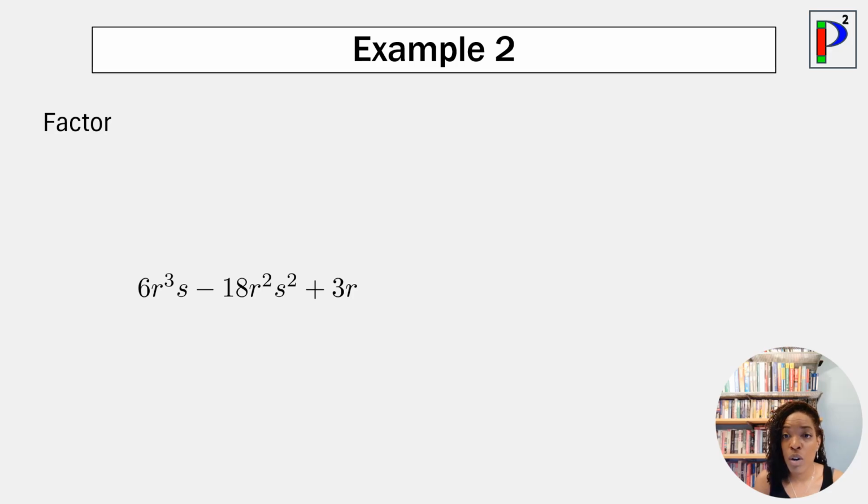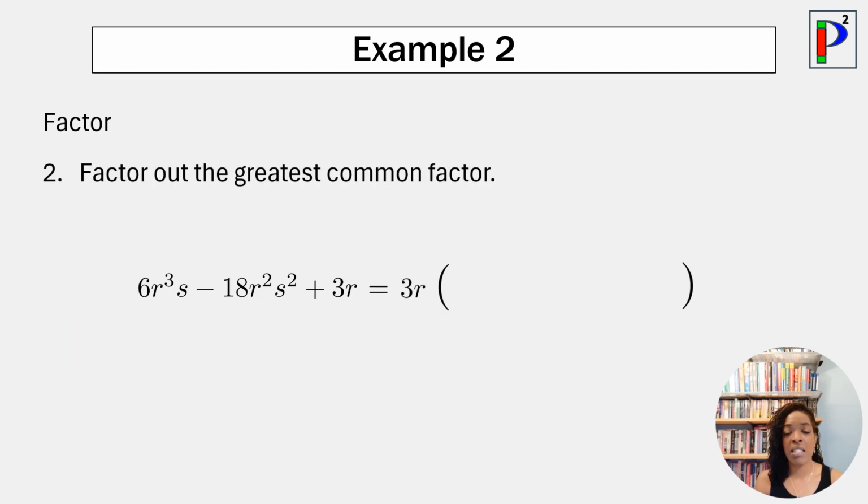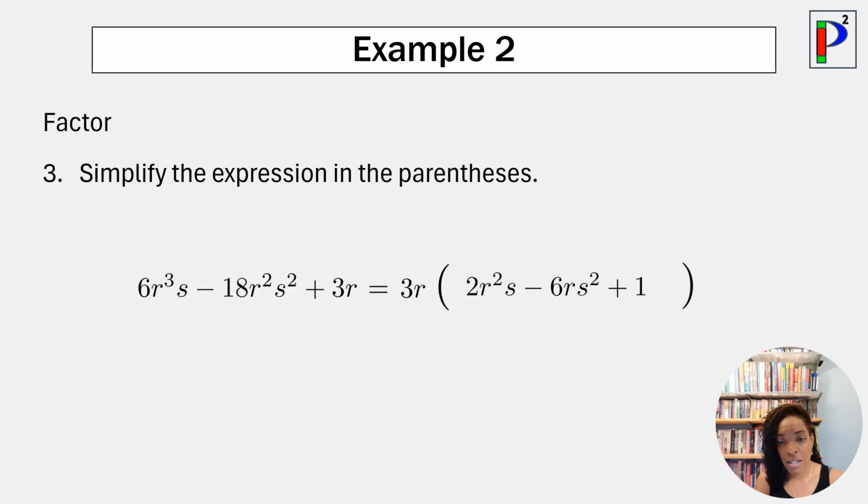Let's try another. You can do this one on your own. Try to remember the steps from the previous example, pause and restart when you're ready to check your work. I'm going to get started. First, I need my GCF. In this case, it's 3r. So I'm going to take 3r and place it outside the parentheses and divide each term by 3r. I simplify inside of my parentheses, and I get 2r squared s minus 6r s squared plus 1. And we have our final factored answer, which we can box and move on.